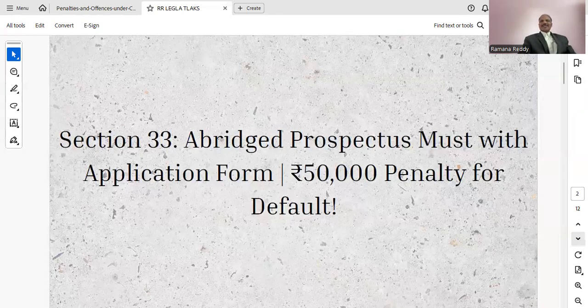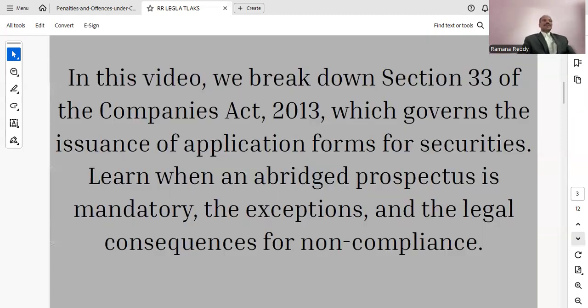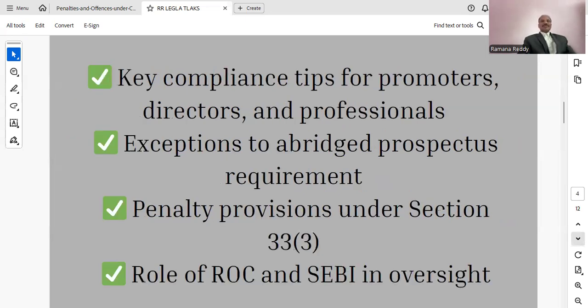Today we are discussing Section 33. An abridged prospectus is mandatory with an application form. Otherwise, the penalty is 50,000 rupees per default. In this video, we break down Section 33 of the Companies Act 2013, which governs the issuance of application forms for securities. Learn when an abridged prospectus is mandatory, the exceptions, and the legal consequences for non-compliance. We'll discuss key compliance tips for promoters, directors, and professionals, exceptions to the abridged prospectus, penalty provisions under Section 33, subsection 3, and the role of ROC and SEBI in oversight.